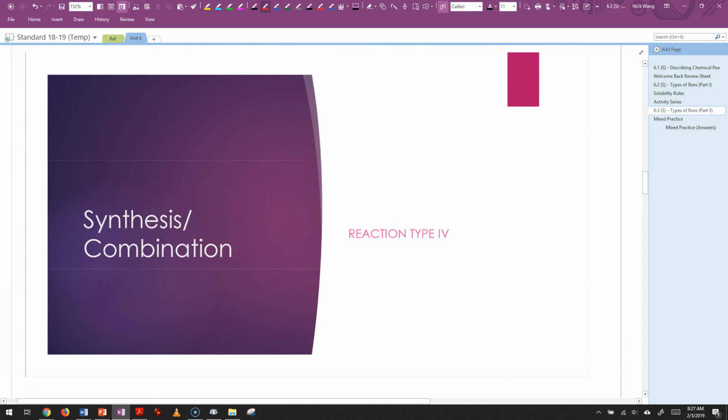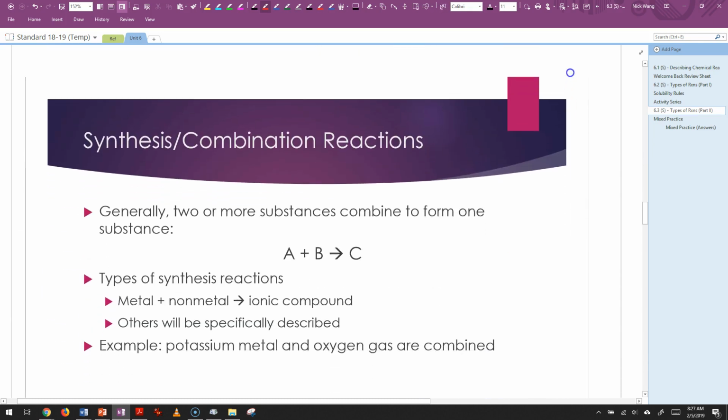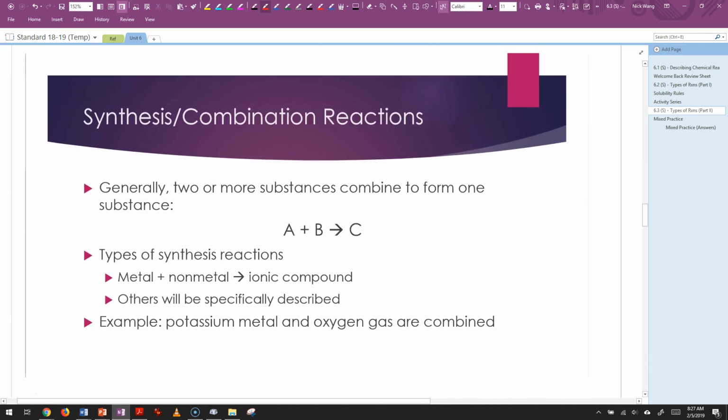All right, that takes care of combustion. So we're going to look at the fourth type of reaction, which is called synthesis/combination. So these two words are interchangeable. They mean the same thing. It just depends on what you feel like using. The word synthesis is probably something you may have heard before, but the word synthesis is just a fancy way of saying combining, right? And that's why you also have combination reactions.